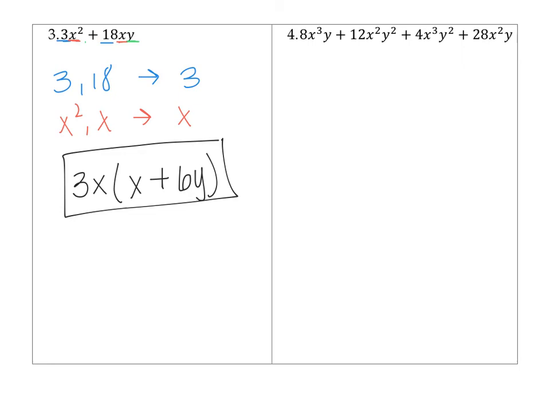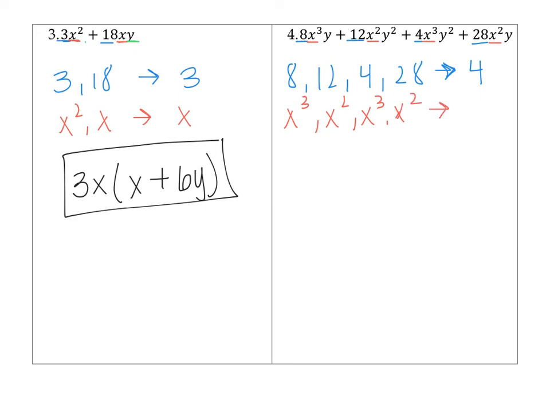All right, moving on to number 4. This one looks a little bit more difficult. We've got 8, 12, 4, and 28. What are those all divisible by? What's the greatest common factor there? Well, it's 4. Then we need to look at our variables. We've got x cubed, x squared, and x squared. So they all have an x component. So we're going to be able to determine our greatest common factor there. So we've got cubed, squared, and squared. So the greatest common term out of those is just going to be our x squared. They're all divisible by x squared.